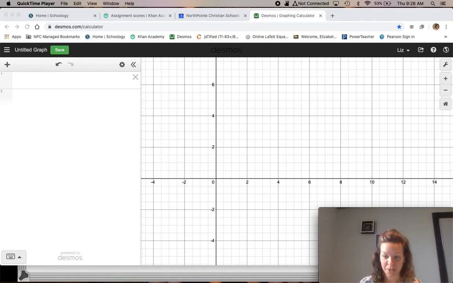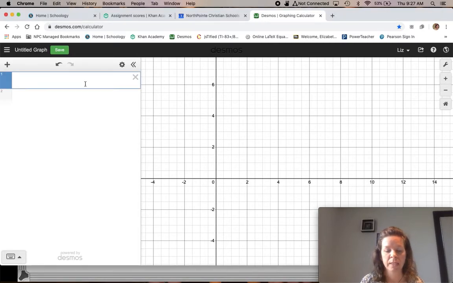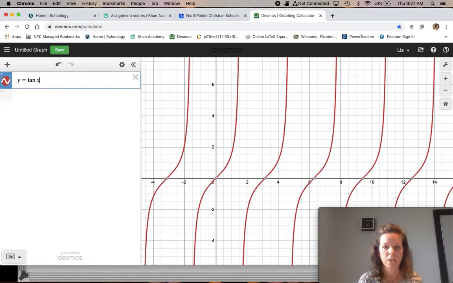We are going to continue talking about trig, but we are going to move into looking at graphs of trig functions. I'm going to show you tangent first, and then we actually aren't really going to focus on tangent. We're going to focus mainly on sine and cosine. But just so you can see what the graph of tangent looks like, because it's a little bit different.